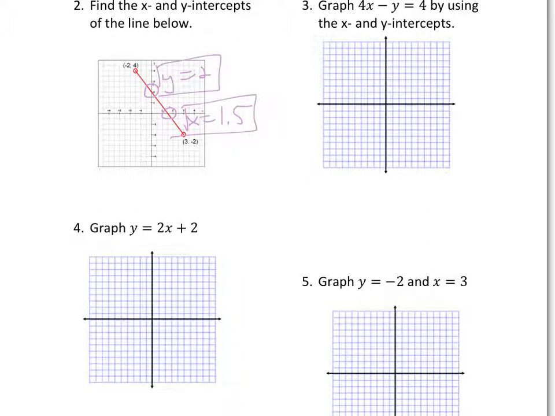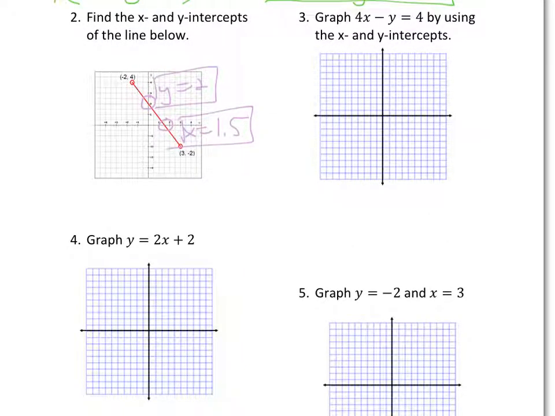Now we're going to actually do some graphing. So we're going to use the x and the y-intercepts to graph this first one, number 3. All right, so in order to find the y-intercept, remember that x equals 0. So what you do is what's called the cover-up method. So you cover up the 4x. I can't actually do it, I'm doing it with my finger, but you can't see it. So we cover up that 4x, and basically what you're doing is plugging in 0 for x. So we've got 0 minus y equals 4.